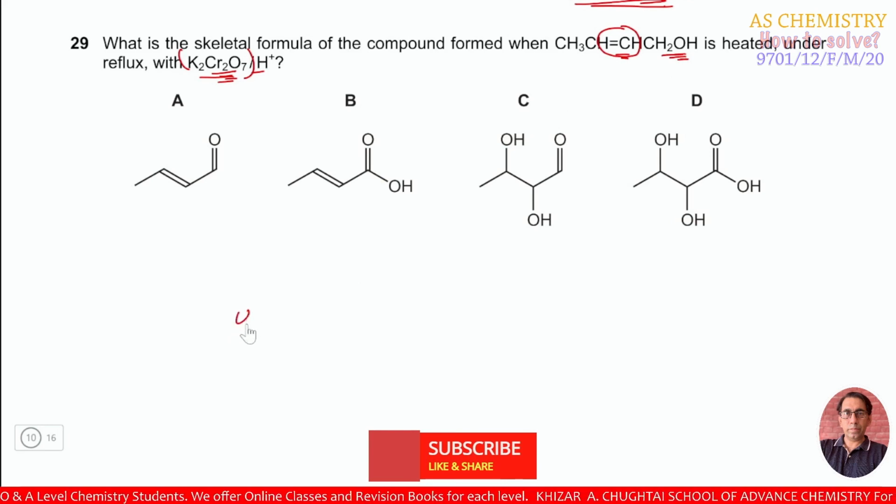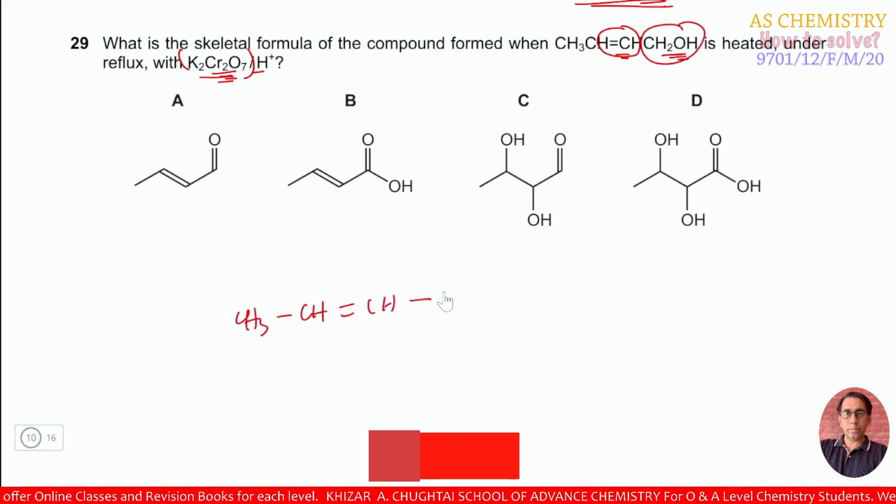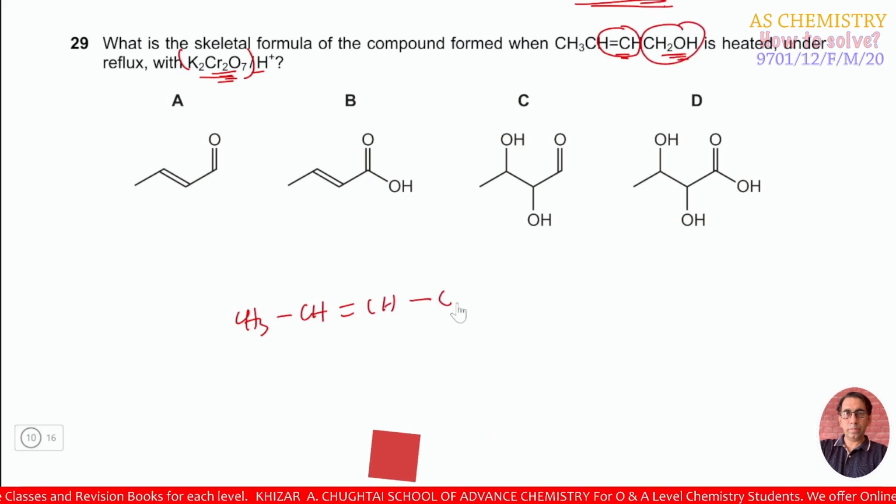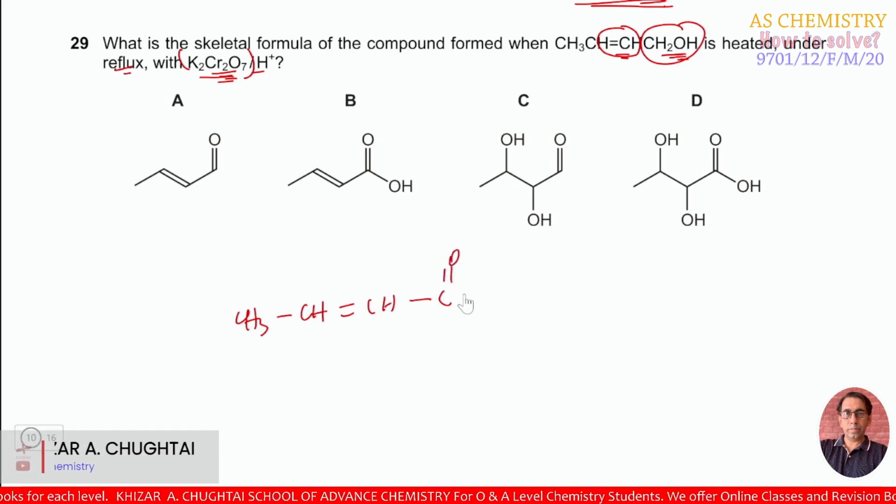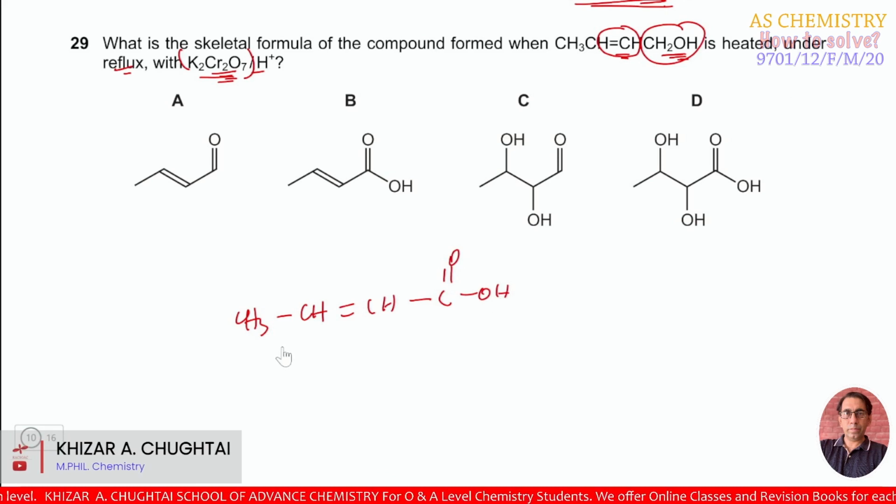Its formula should be CH3CH=CH, and this carbon will be oxidized. That is a primary alcohol and it is heated under reflux, so this primary alcohol will change into a carboxylic acid. We can change it into the skeletal formula.